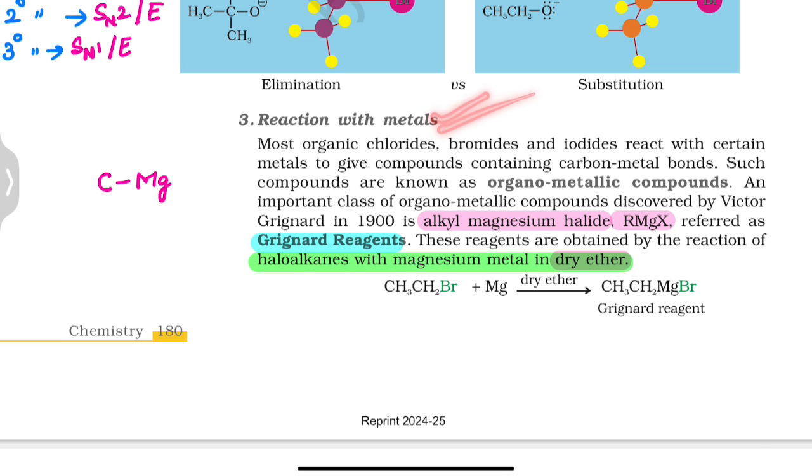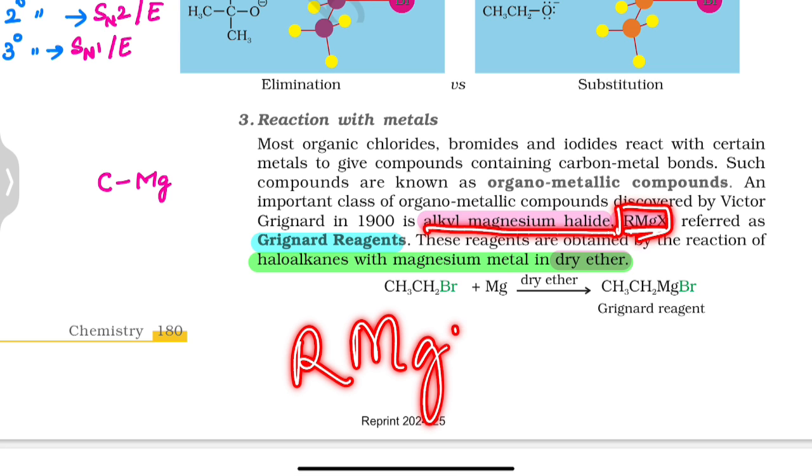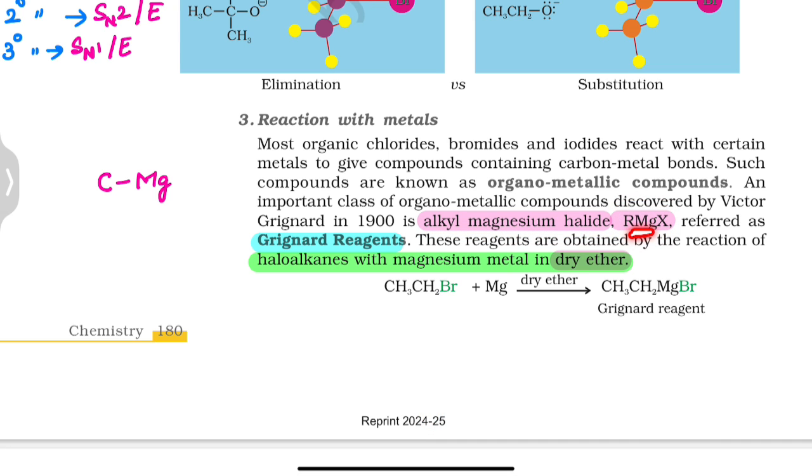Next is reaction with the metals. So here mainly we are going to study about Grignard reagent. So what is Grignard reagent? Alkyl magnesium halide, RMgX. General formula you should remember, RMgX. So the metal which is used here is magnesium. Alkyl magnesium halide is called as Grignard reagent. These reagents are obtained by reaction of haloalkane with magnesium metal in dry ether. So this is very important. We are using dry ether condition, means water content should be absent.